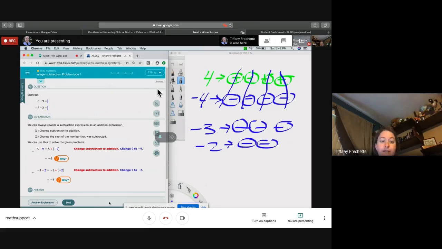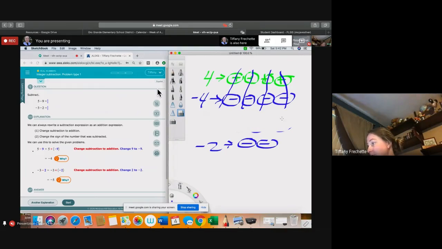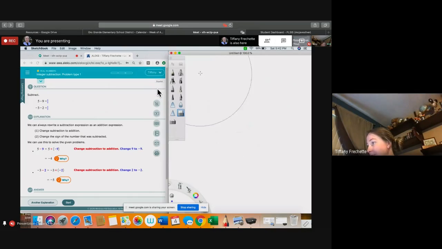Okay, so this topic is called integer subtraction, problem type 1. And really quickly, I'm going to erase my screen over here. You know what? I'm going to make this a little faster. There we go. That's much faster. Okay.